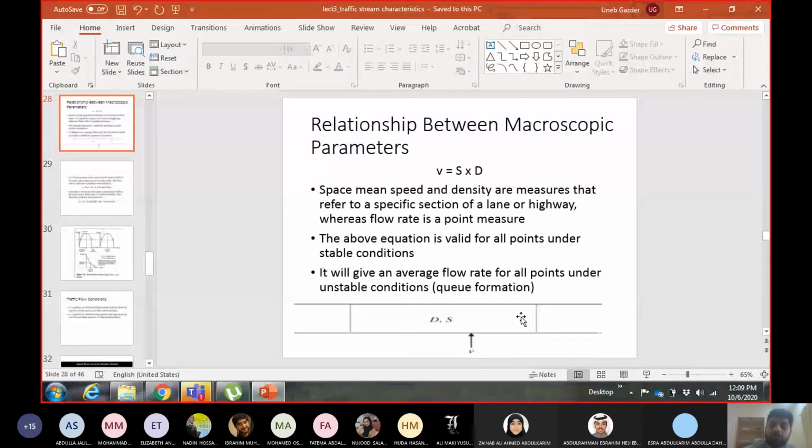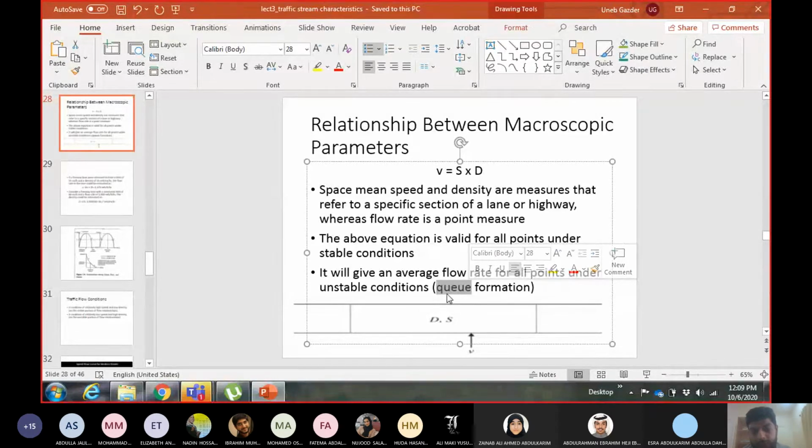Okay, flow is constant under stable conditions. What do we mean by stable conditions? When the flow is happening, when the vehicles are moving continuously. This is a stable flow condition. Okay, what is unstable flow condition? When you start having a queue. Okay, so remember I'm talking about the word queue, not the letter Q. Okay, although Q starts with Q, but I'm not talking about that queue. Okay, so the queue, the traffic jam, congestion, right?